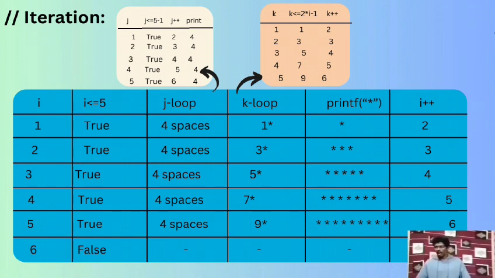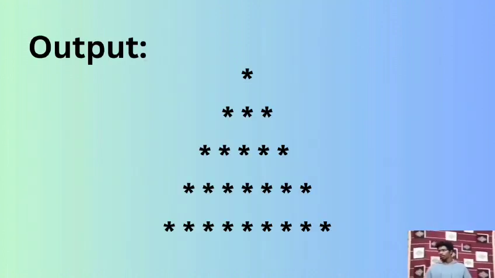As 6 is stored in i, 6 is less than or equal to 5 is a false statement, so the loop is going to break and come out of the loop. As you can see the output, which is the full pyramid.